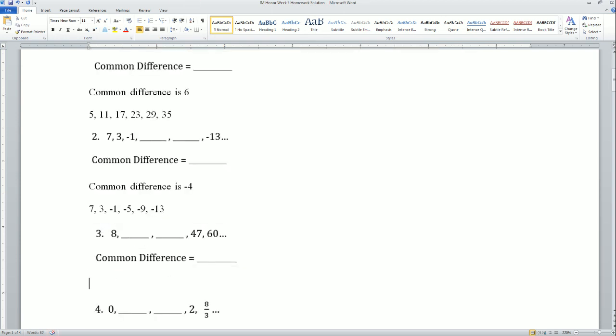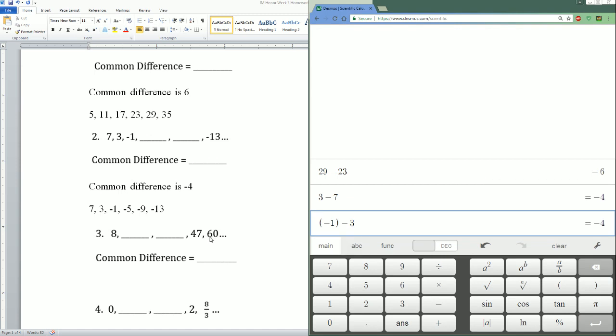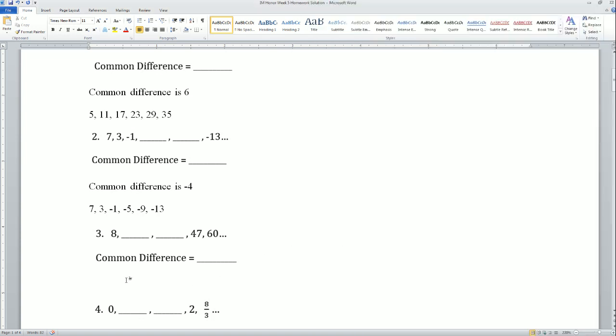Next, let's find this. The only two terms next to each other are the 60 and the 47. So I'm going to try that. 60 subtract 47, 13. So my common difference here is 13. So my sequence should be 8 plus 13, which is the common difference, plus 13, 34, 47, and 60. Perfect.